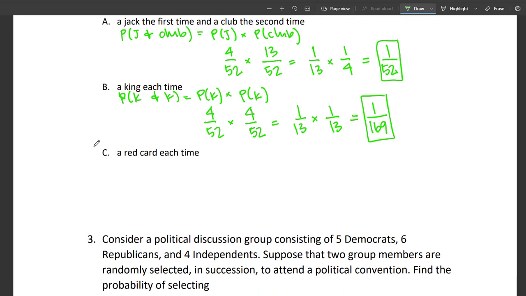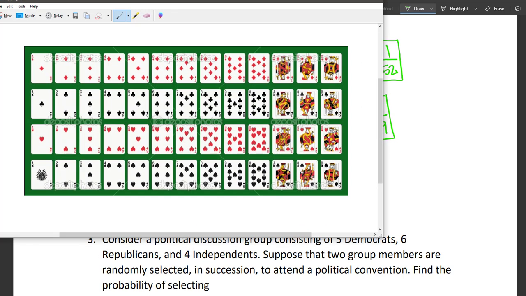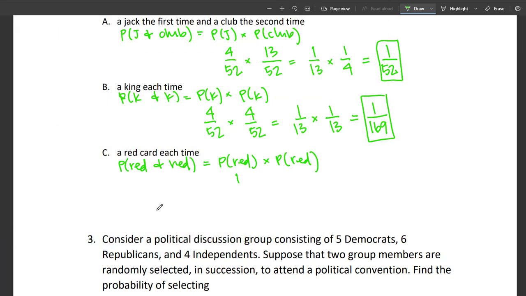Okay, and then on the last one, on C, we want a red card each time. So let's look at our deck of cards. Half of them are red and half are black. So half are red times half gives us 1/4.